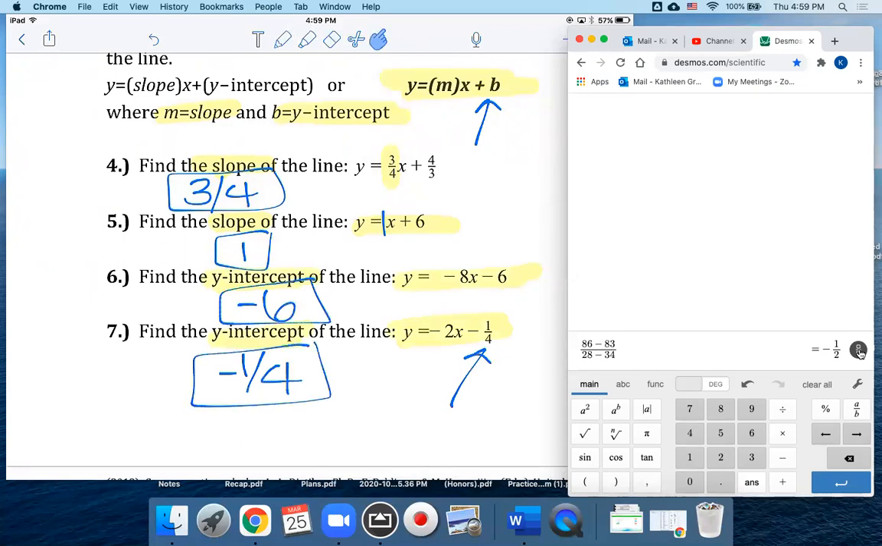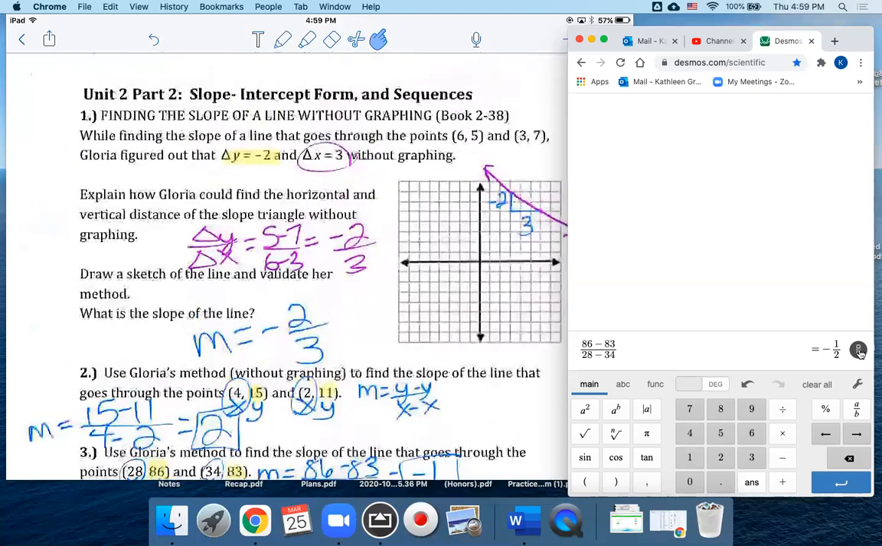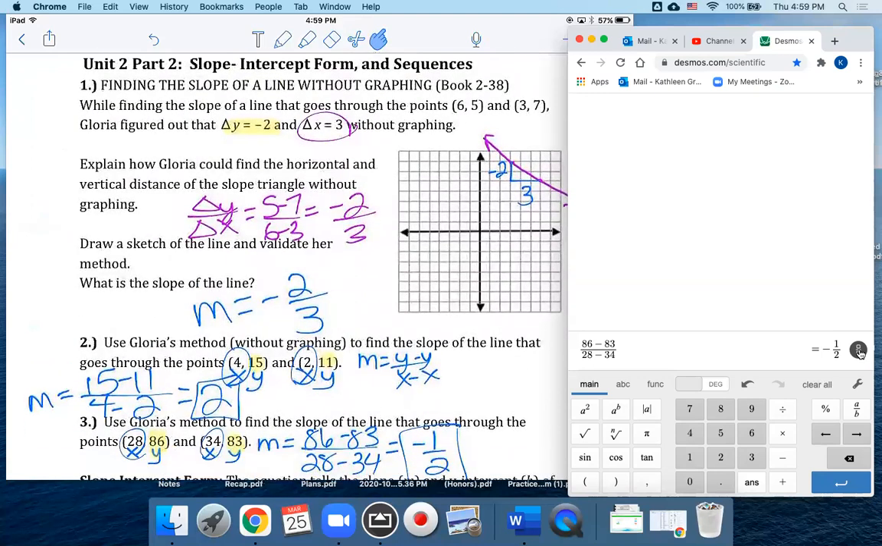So just to recap, for slope-intercept form, you are identifying those pieces. The slope is the number that's in front of the x. Y-intercept is the number added or subtracted at the end. For slope formula, we are taking this here and we're doing y minus y over x minus x.